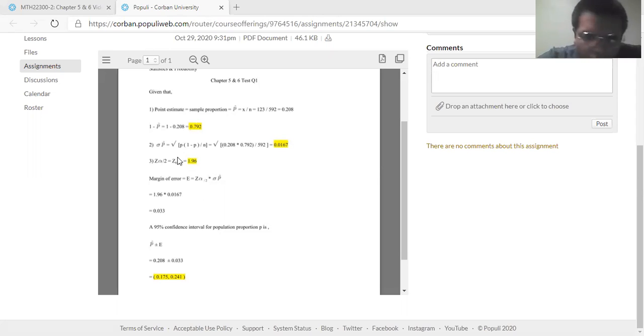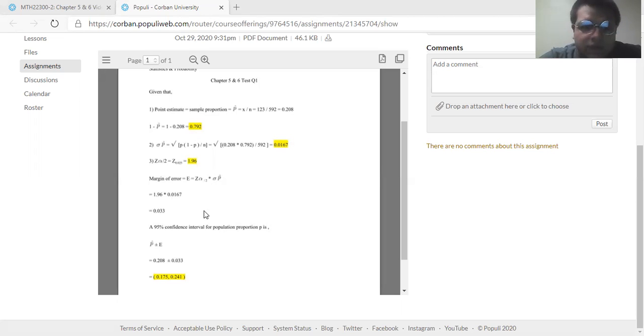Now we move on to the standard error. Basically, we just follow this equation. We get p hat, we multiply that by 0.0167, which we got from here, and that eventually gives us 0.033.